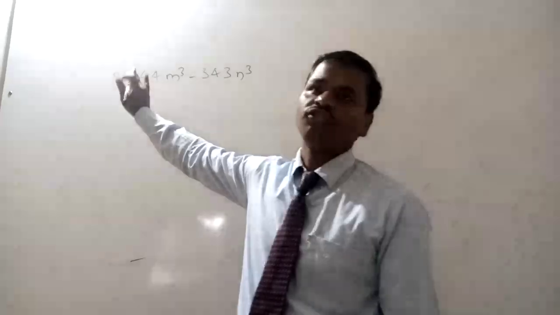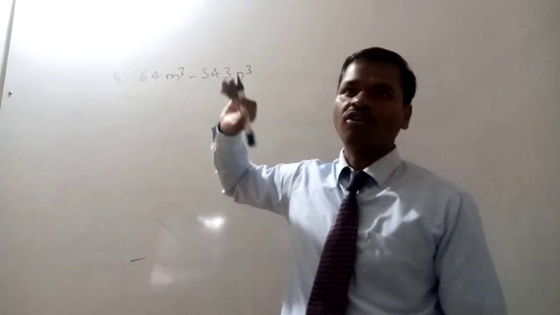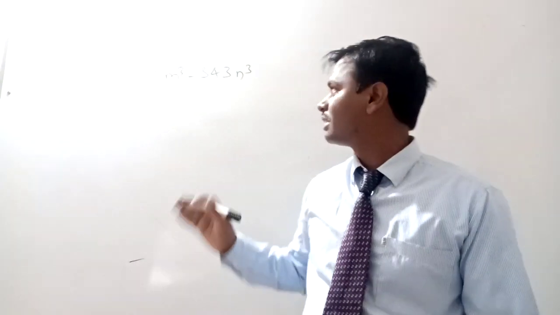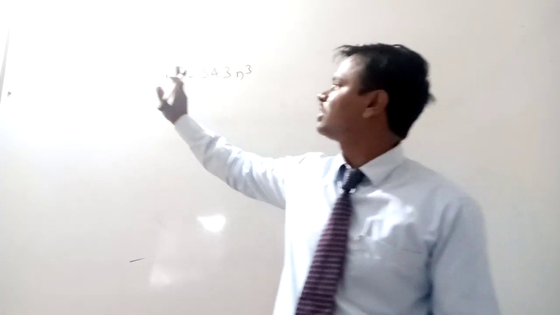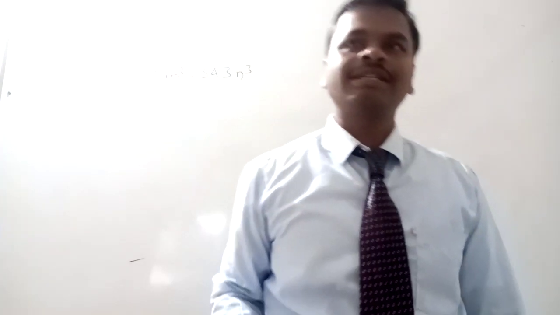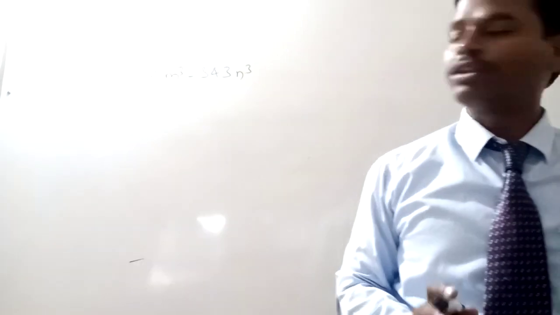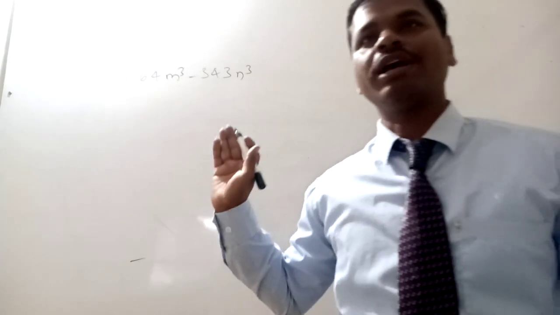64 is a cube of 4, and 343 is cube of 7. That's why the numbers in the given question are in standard form. Therefore, we can use the x cube minus y cube formula. Now we'll write the formula and simplify that one.